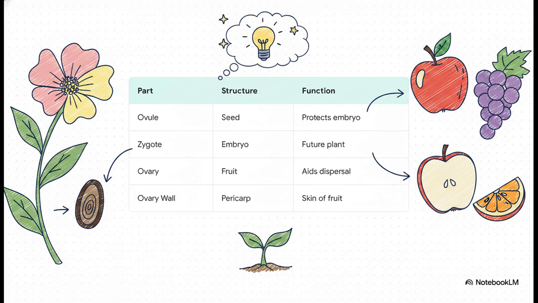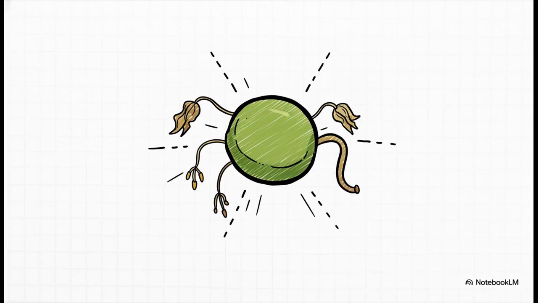And the ovary wall becomes the pericarp, which is what we know as the skin and flesh of the fruit we eat. Every single time you bite into a piece of fruit, you are quite literally eating a mature plant ovary. Crazy, right? So what happens to the rest of the flower? Because the post-fertilization structures, the seeds and the fruit, have completely taken over the critical job of protection and dispersal now, the original architecture just isn't needed anymore.